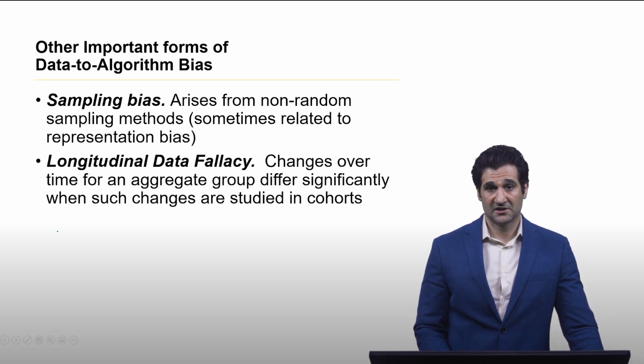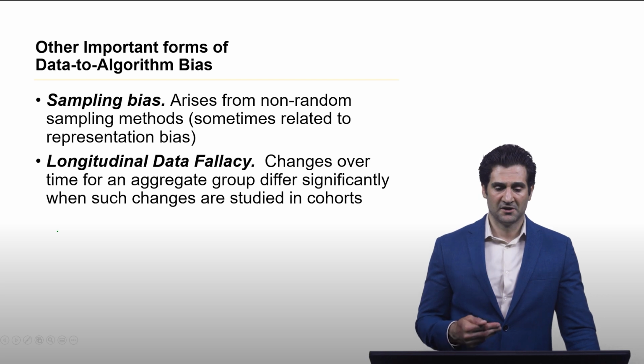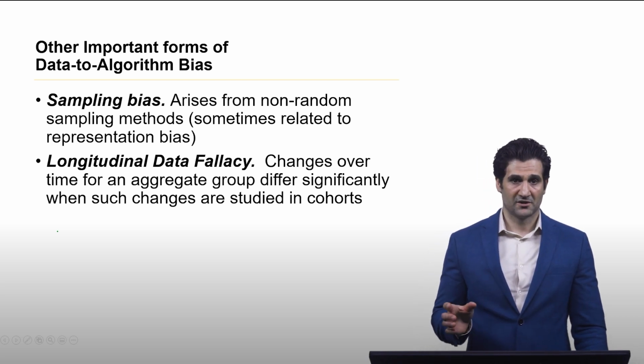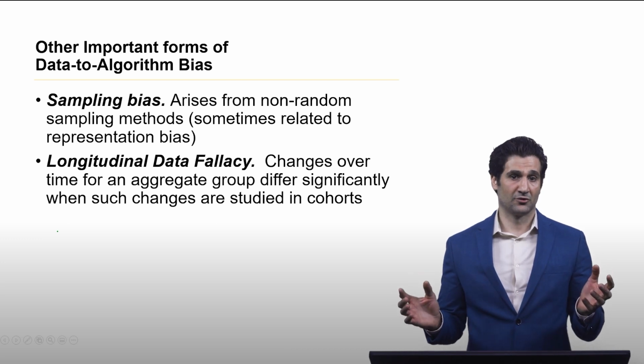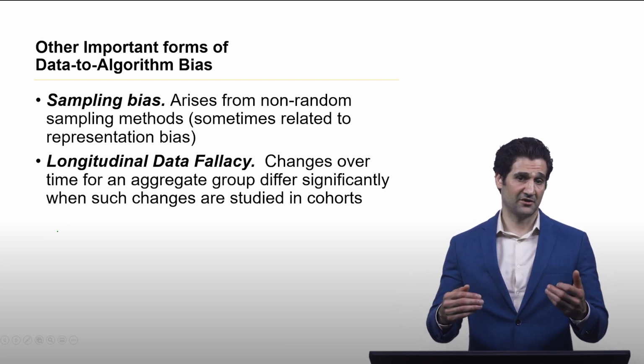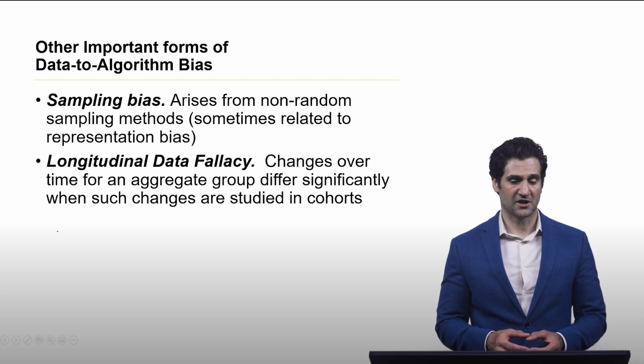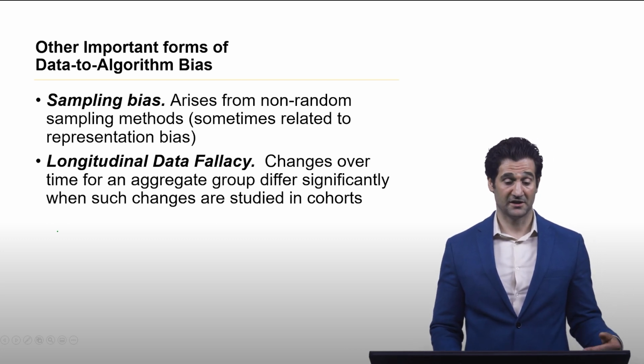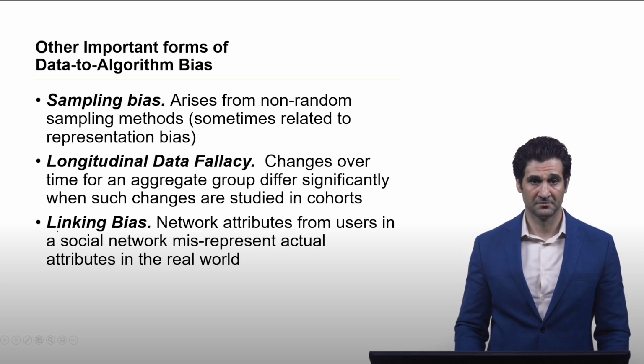Longitudinal data fallacy is kind of like the time series version of aggregation bias, where changes over time for an aggregated group of individuals differ significantly from what you see if you viewed those changes over time as cohorts. So it's very similar to the idea behind aggregation bias.